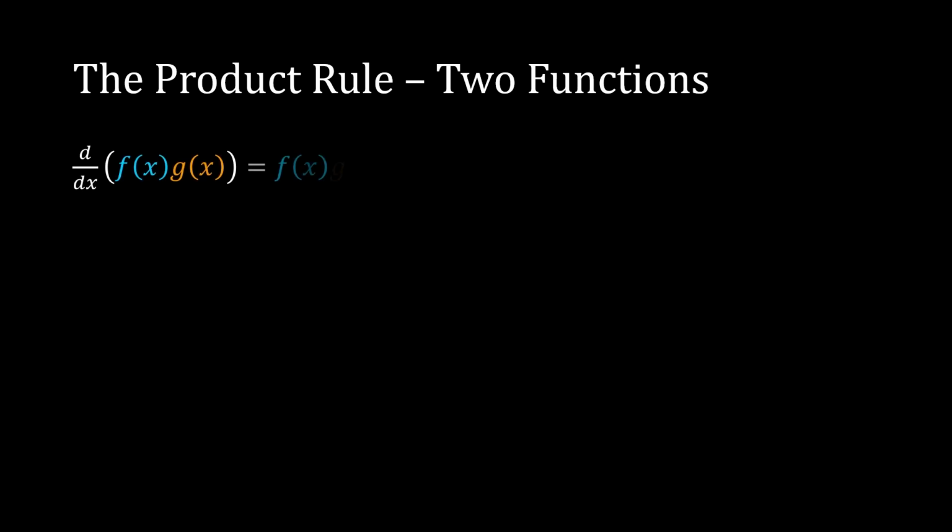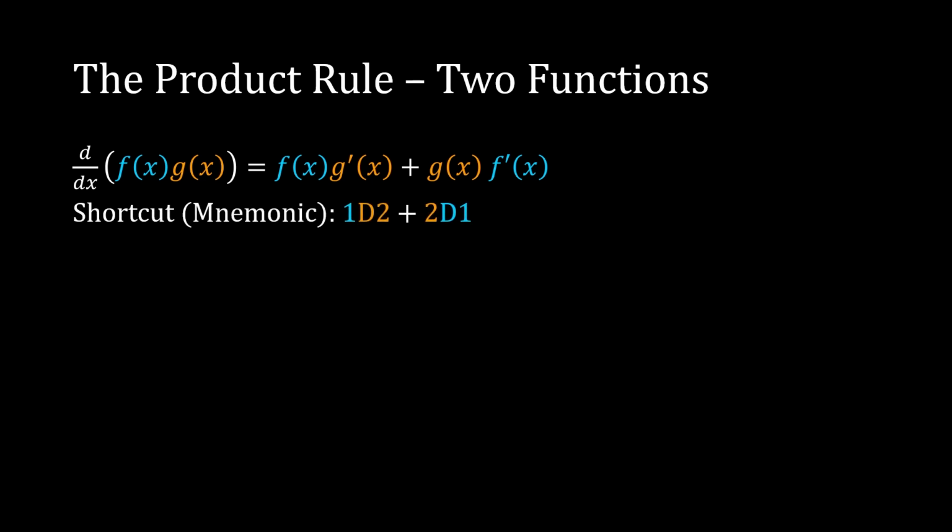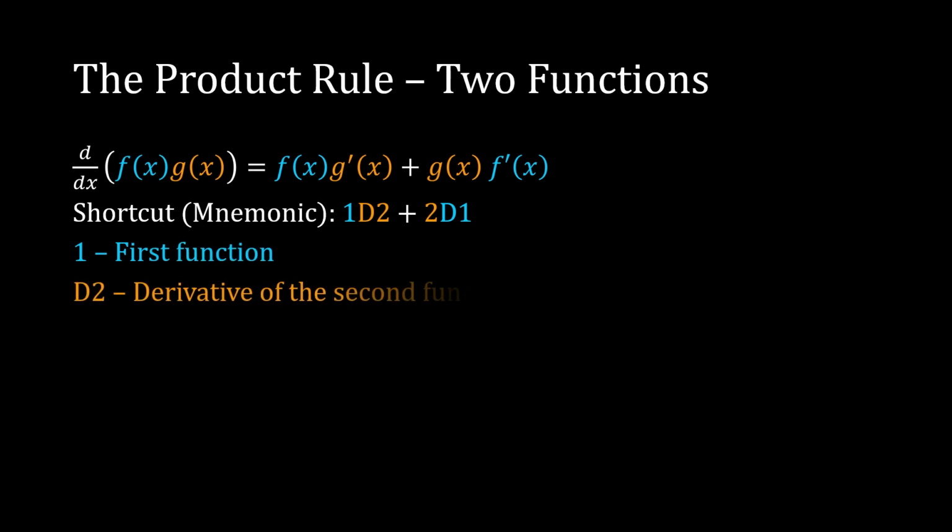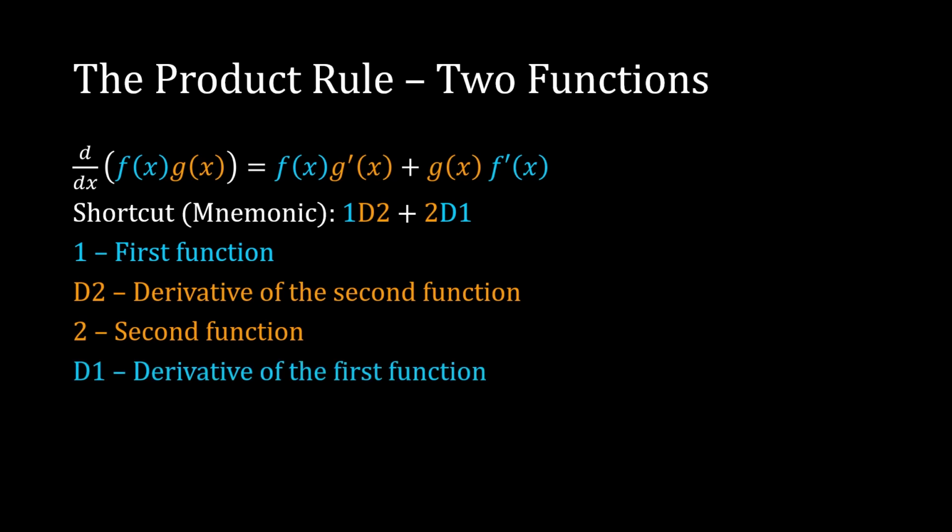First, let's look at the product rule for two functions. When you multiply two functions, the derivative is the first function times the derivative of the second plus the second function times the derivative of the first. I like to remember it with this shortcut, 1d2 plus 2d1. Here, 1 is the first function, d2 is the derivative of the second function, 2 is the second function, and d1 is the derivative of the first function.